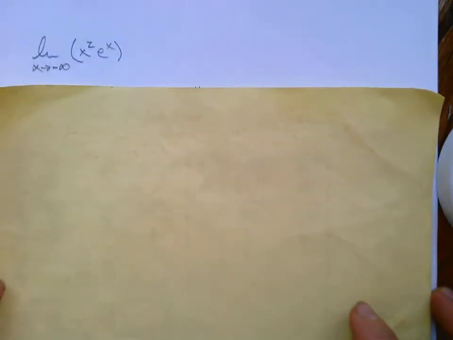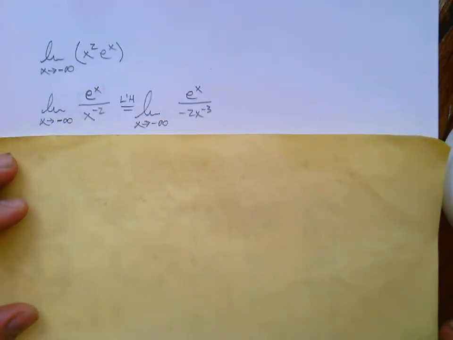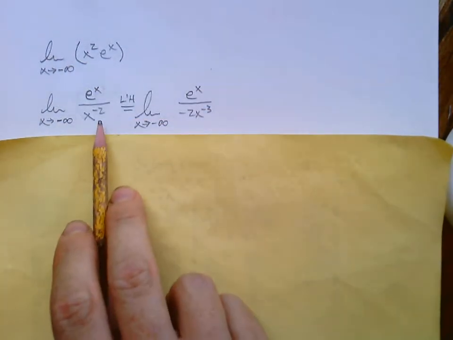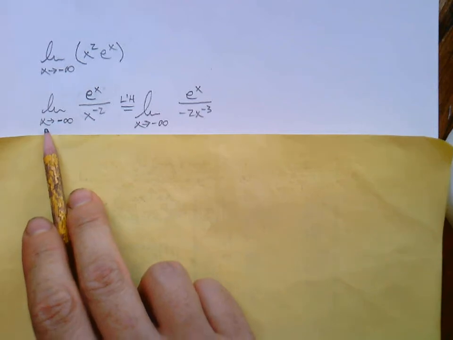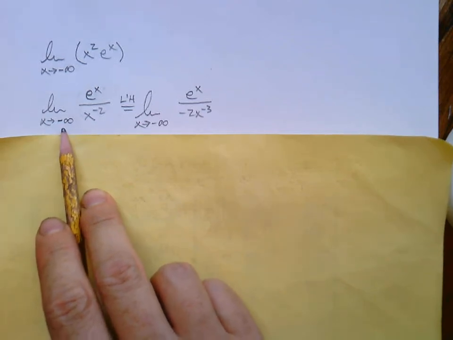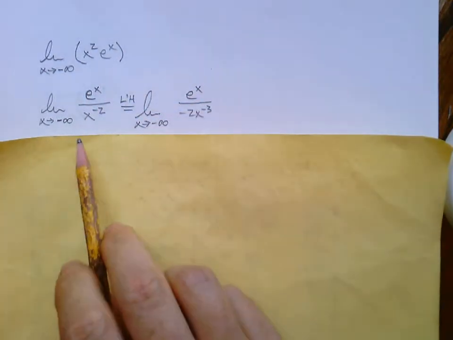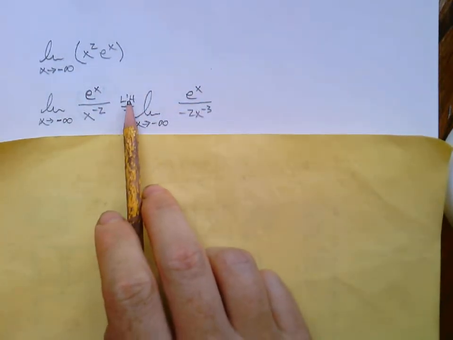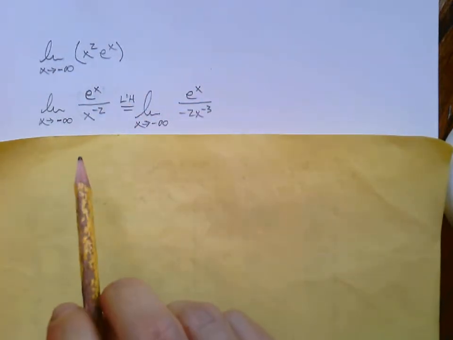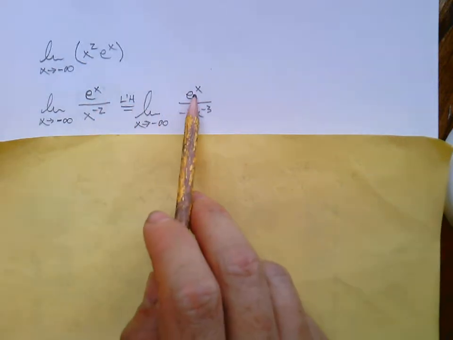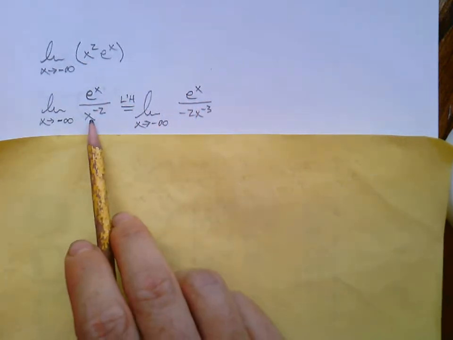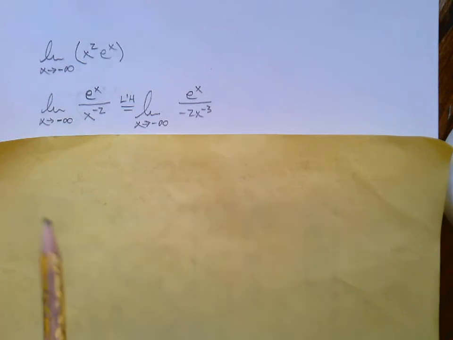Okay. So there's the original problem, and we're thinking of it like e to the x over x to the negative 2. So we've got our limit as x approaches negative infinity. And we're going to apply the rule. So we've got the L'H over the equal sign. And now taking derivatives: e to the x, and taking a derivative, negative 2x to the negative 3. Okay.